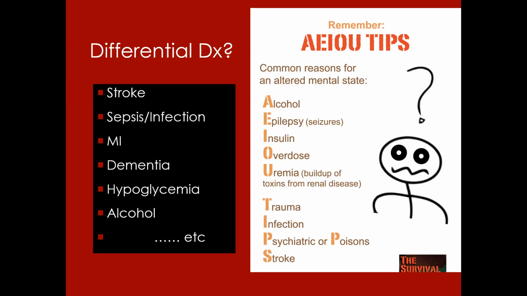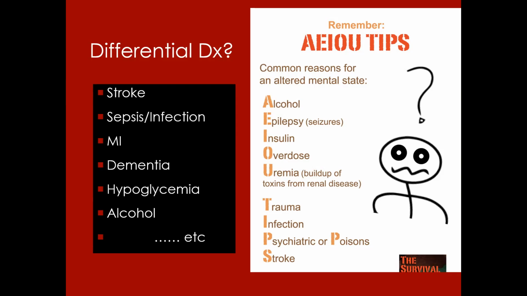Insulin, we can probably check his sugar. Overdose, we can definitely check his urine, although his vital signs don't seem to indicate that this is an overdose. Uremia, we can think about checking his arms and seeing if he's a dialysis patient. Trauma, of course, we can scan his head and make sure he's not had some slow bleed that's now causing a subdural. Or infection, and of course, we're going to look for that. Psychiatric or poisons, so that's going to be our dementia or maybe our alcohol. And then stroke, we've already got covered, and we're not seeing any focal neurological signs. But again, we're going to be already doing a CT scan of his head.